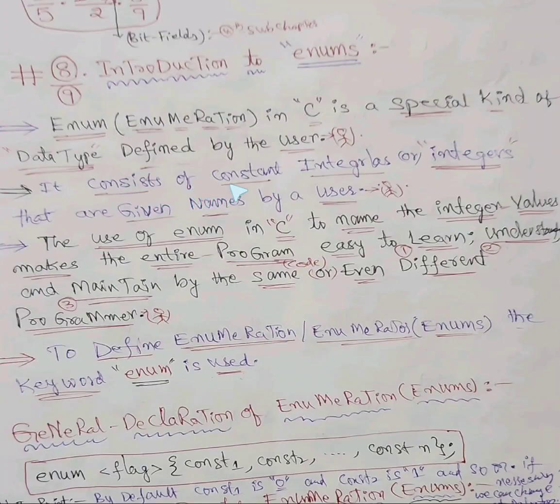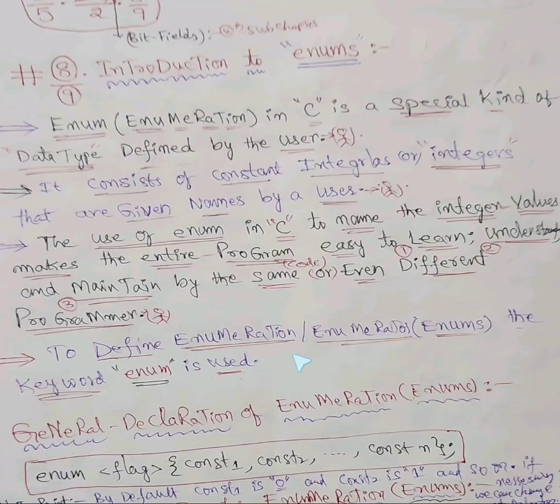With a cursor I am showing, it consists of constant integrals and integers that are given names by the user. The use of enum in C, naming the integer values, makes the entire program easy to learn, understand and maintain, even by different programmers.